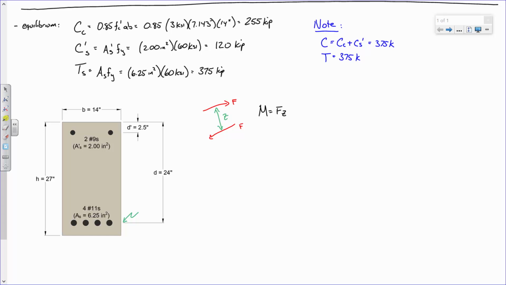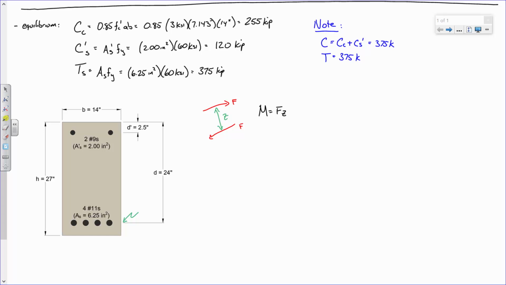Because remember how that worked? We said we're going to sum moments at the steel. So we need the moment arm to the flange couple and the moment arm to the web couple. Remember that? So we're going to do the same thing here with doubly reinforced beams. We're going to sum moments at the tensile steel. Now remind me, what was A again?